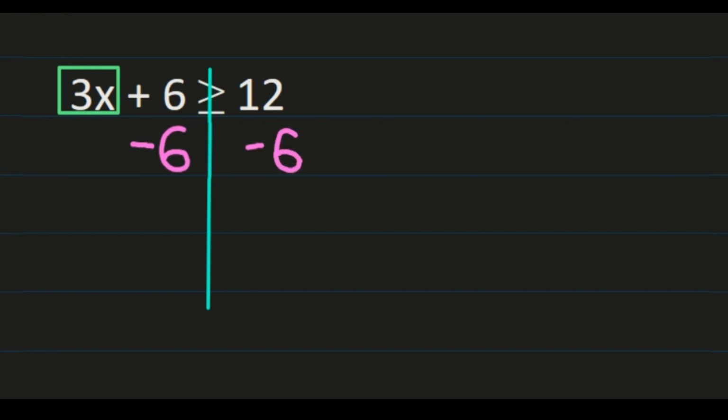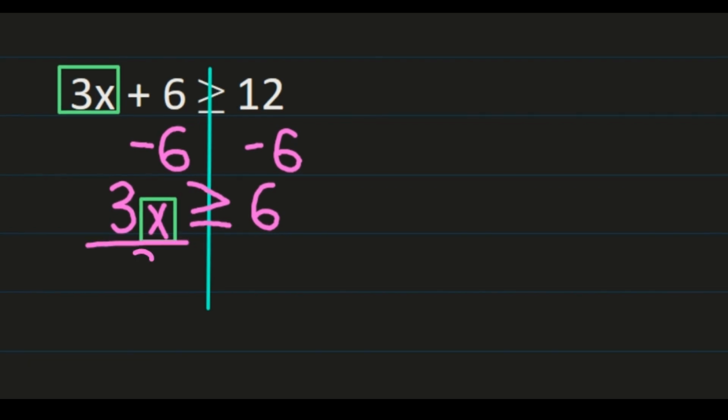So back on the left, I have 6 minus 6, which is 0, which leaves me with 3x on the left. And on the right, I have 12 minus 6, and 12 minus 6 is 6. And at this point, I haven't done anything to need to flip my inequality sign. So I have 3x is greater than or equal to 6. Now I have a one-step inequality, and I'm ready to isolate x. And I'm going to do that by dividing both sides by 3.